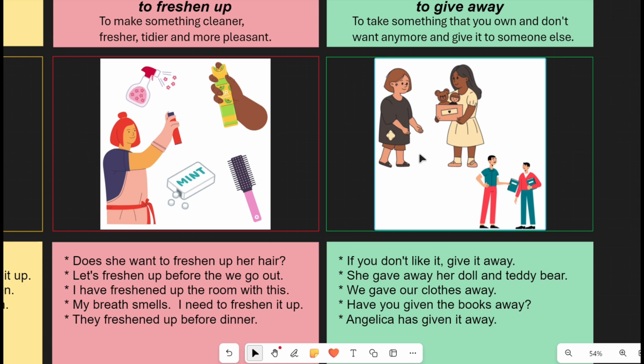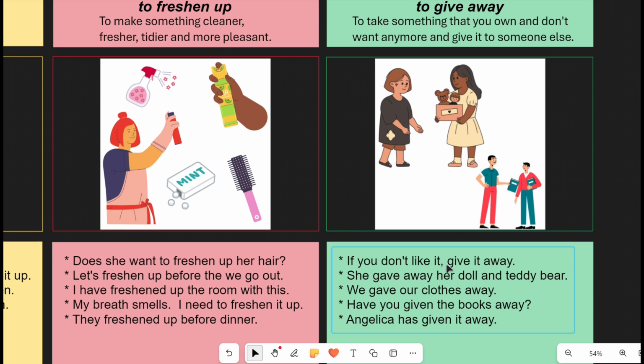Now, as you can see in the photo, this girl has a box of toys and she's giving it to another young child. And this person has a book in his hand and is giving it to another person. Maybe because he doesn't want it anymore. It's his book, it's her toys, and she's giving it to someone else.